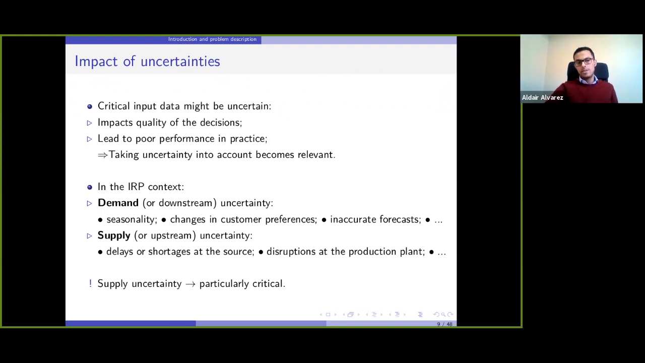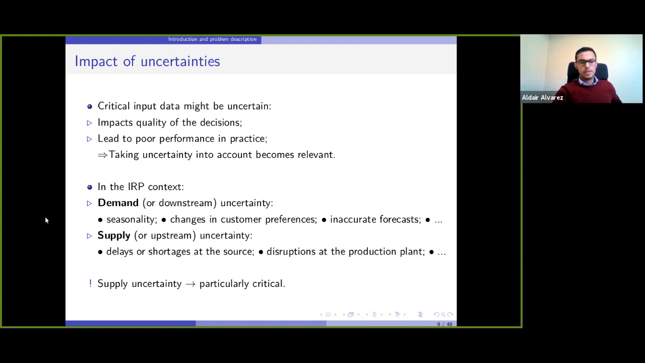But we also know that, this is not a secret, depending on the context and type of information, ignoring uncertainties can have really bad consequences and can lead to poor performance. If we don't take uncertainties into account in the planning phase, then in practice, in the execution phase, you will probably have problems. And this is the case for the inventory routing problem.